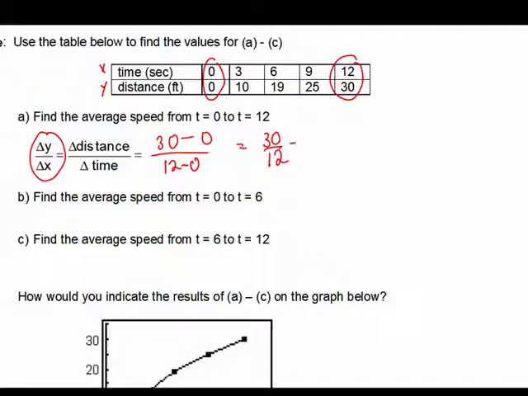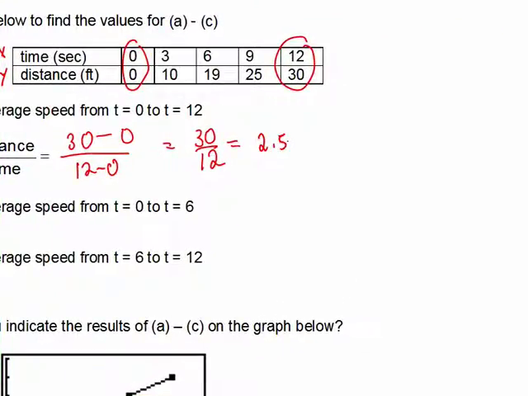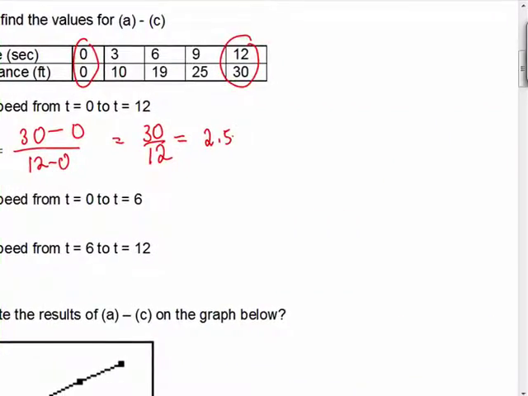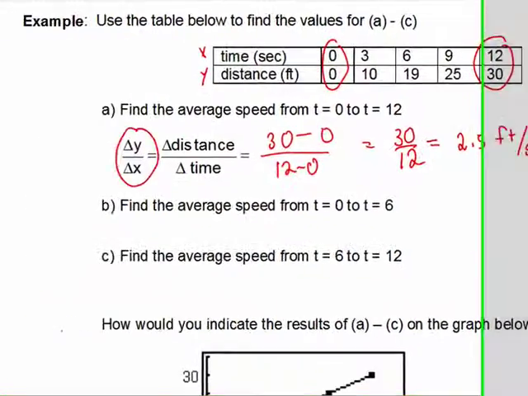If we wanted to, we could pull out our calculator and actually get a decimal approximation, which would give us 2.5. Now the one thing we should remember to do is to put the units on. Since x and y mean something to us, we should put the units. The units will be, again in fraction form, the units of y in the numerator and the units of x in the denominator. If we do that, we get feet per second. So the average speed between 0 and 12 seconds would be 2.5 feet per second.